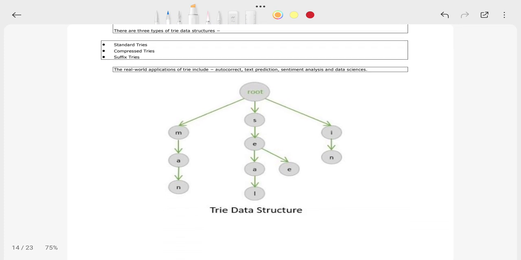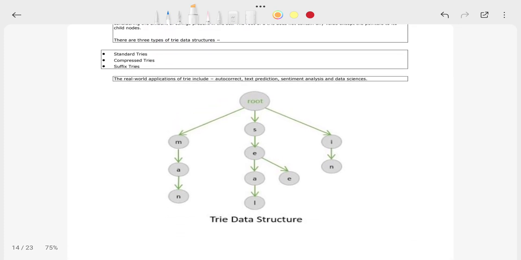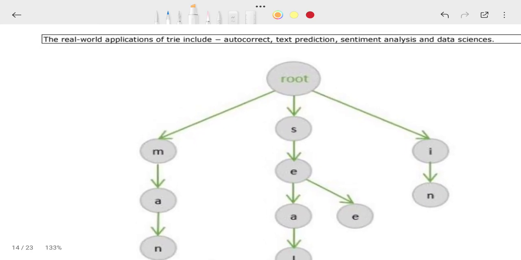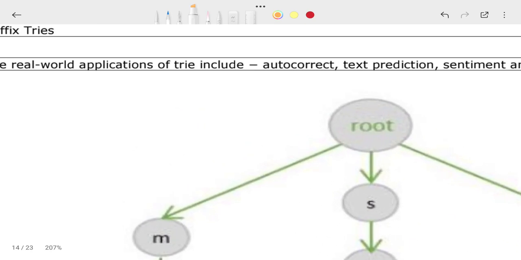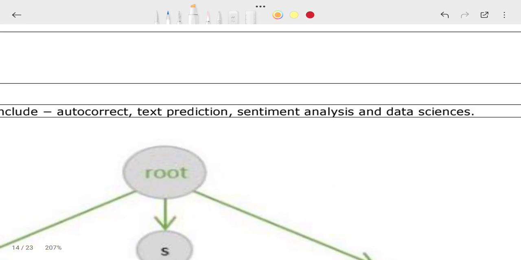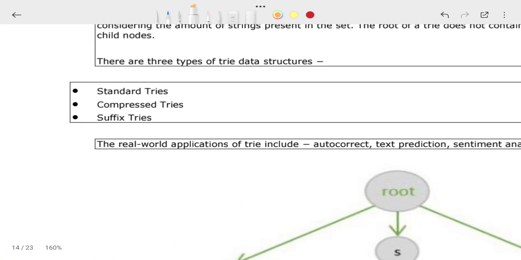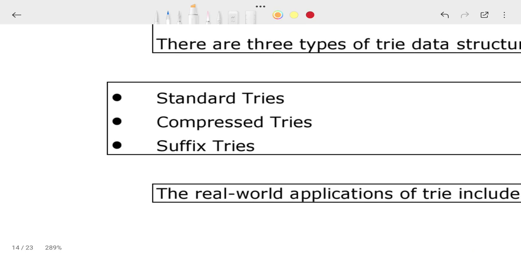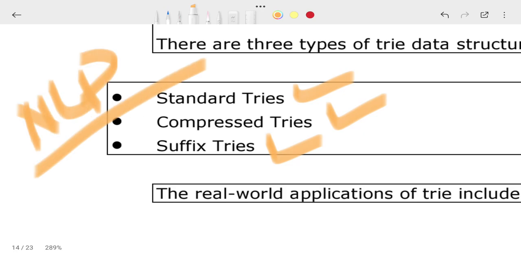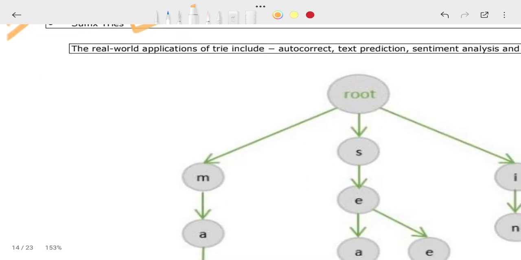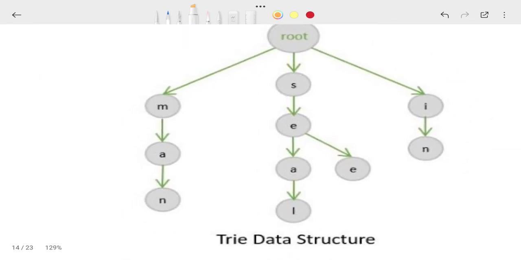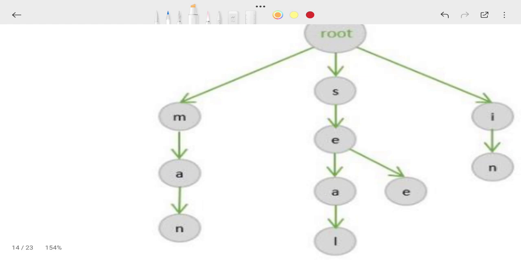Okay, now see here another trie method. Suppose I have some text. My text is equal to, I have written some text here. There are three types of trie. One is the standard trie, second is the compressed trie, and third is the suffix trie. Now your NLP started from here. Now you can see I have some words and I have written like this.